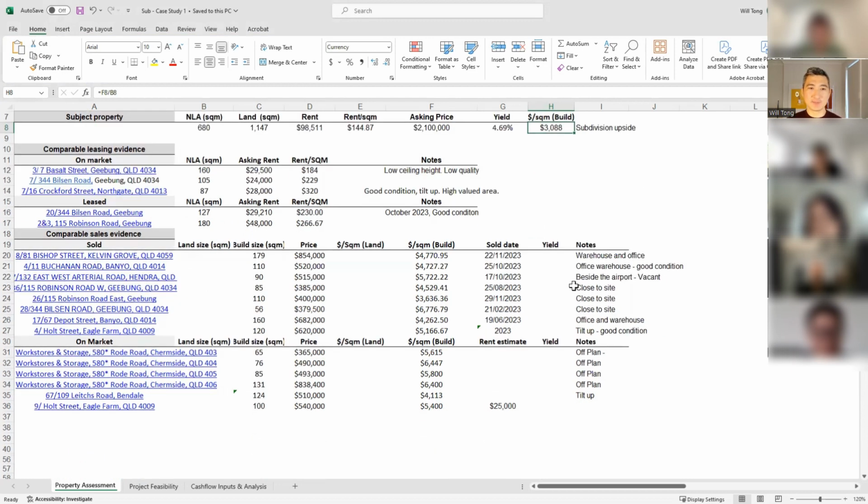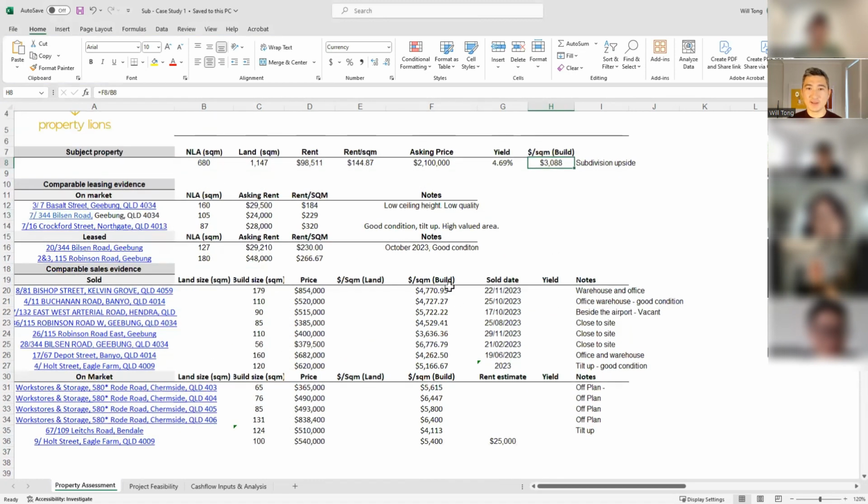And then we look at some of these comparables in terms of leasing. We can see rents are all over $180 per square meter, some over 200. And then we look at the sold evidence. Basically, everything with the exception of this one sold over $4,000 a square meter, and these are all strata properties. So if we're able to buy something for $3,000 a meter and the market's at $4,000 to $4,500 a meter, that's pretty no-brainer, right?